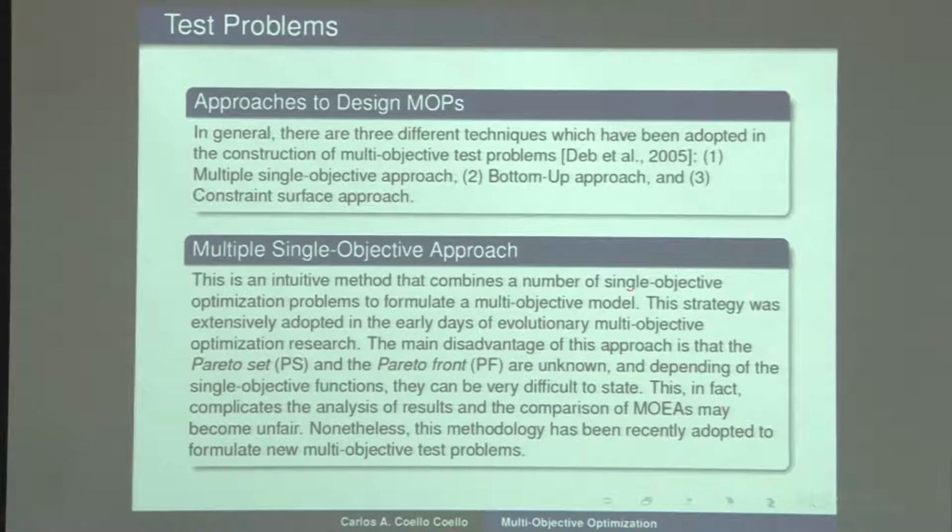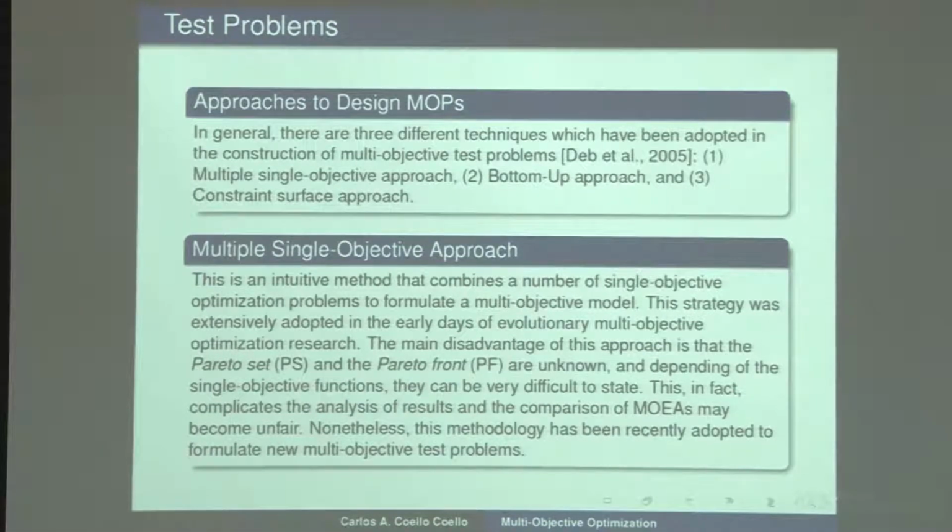But the main disadvantage of this approach is that the Pareto set and the Pareto front are unknown. And depending on the single objective functions you use, they could be very difficult to obtain. So they don't have a closed form. That means you will have to enumerate all possible solutions to generate the true Pareto optimal front. So it becomes difficult to analyze results, to compare results. But recently, some people are using this methodology again.